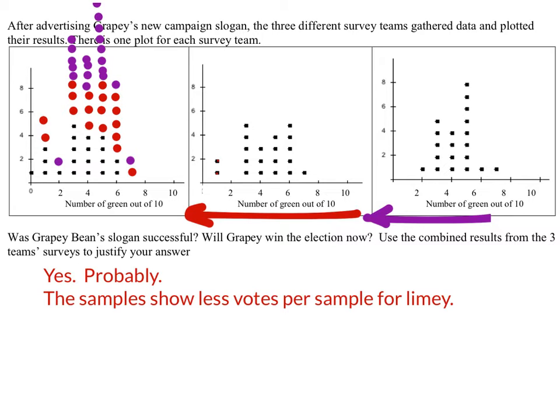And the reason is because the sample showed less votes per sample for Limey, which means it's heavy towards the left, or there's more dots on the left, which is bad for Limey. More to the left of 5, really.